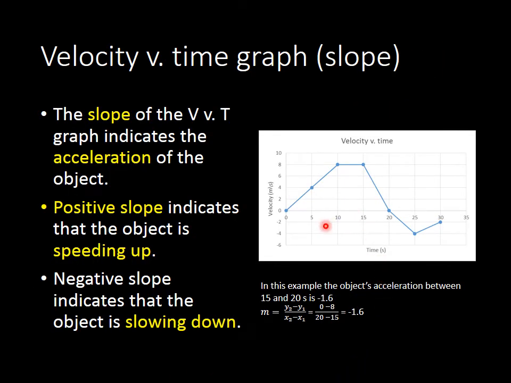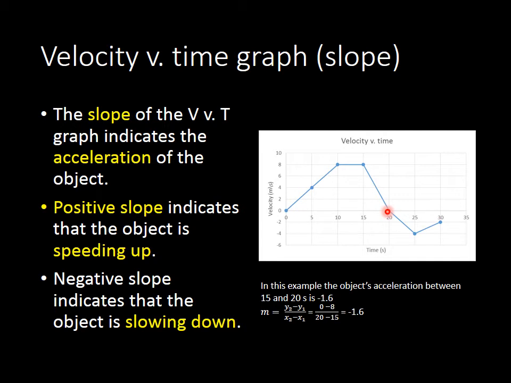All right, so the slope of the velocity versus time graph indicates the acceleration of the object. If we're looking for the average acceleration over time, then we would be looking at the slope. Positive slope, like this, indicates that the object is speeding up, and negative slopes, like this, indicate that the object is slowing down. So in this case, our object sped up to about 8 meters per second. It remained at constant speed at 8 meters per second for 5 seconds, and then it slowed down over the next 5 seconds until it stopped.